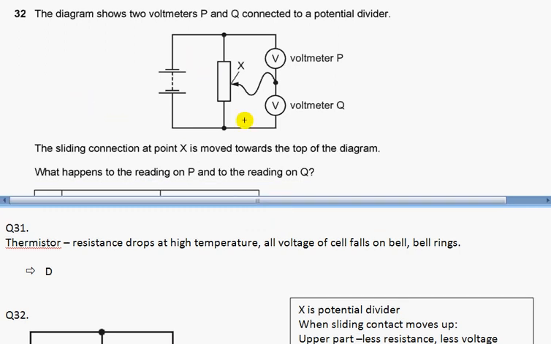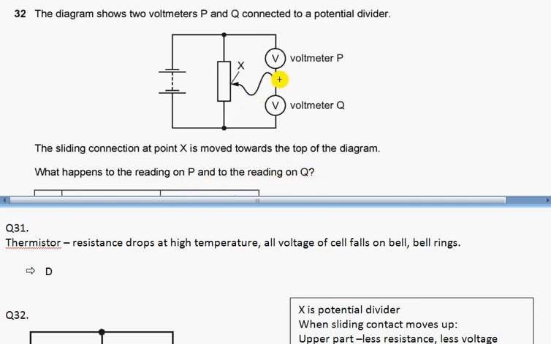So here we have a diagram. The diagram shows 2 voltmeters P and Q connected to a potential divider. The sliding connection at X is moved towards the top of the diagram. What happens to the reading on P and to the reading on Q?